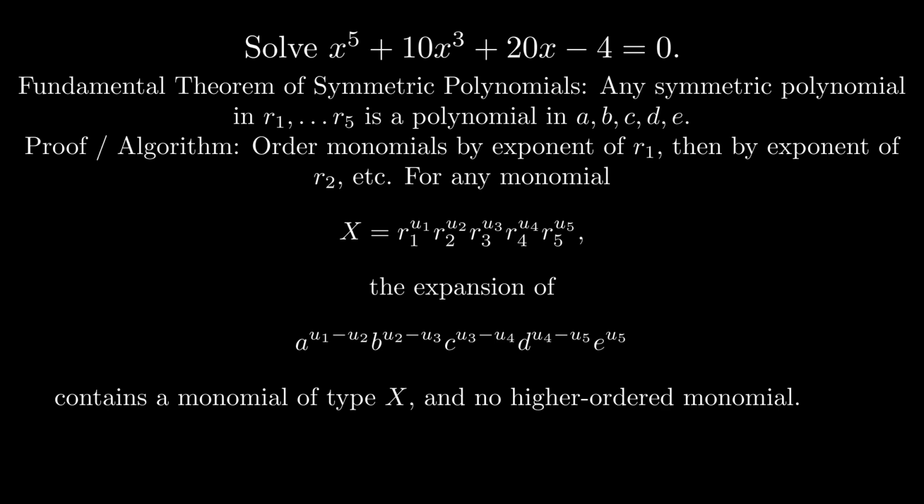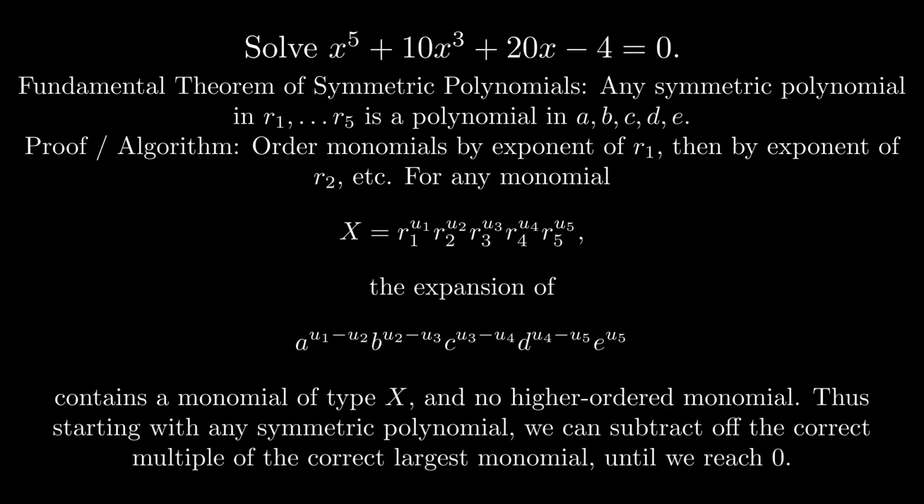A to the u1 minus u2 times b to the u2 minus u3, etc. The claim is that this expansion contains a term of type x, and that's the largest monomial inside this expansion. So we can subtract off the correct multiple from the symmetric polynomial we're looking at. It kills off one monomial and doesn't introduce any larger ones. So we keep doing that until we reach 0, and then we're done.